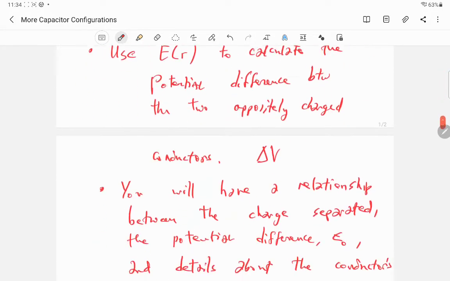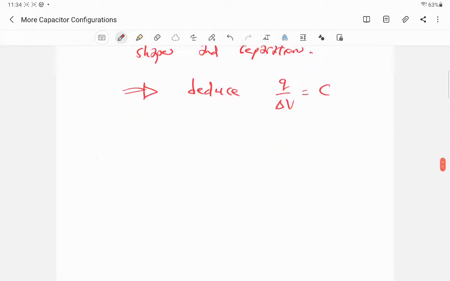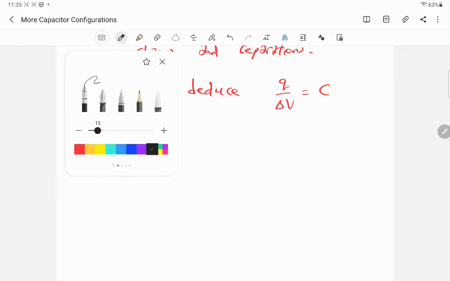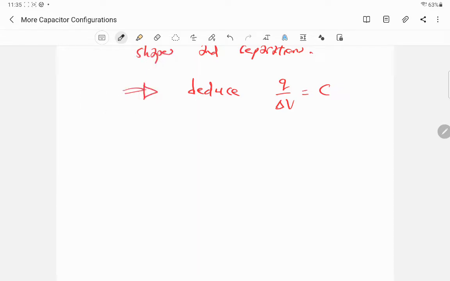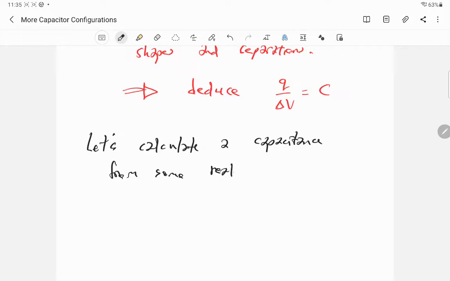Okay, so that being said, why don't we just mess around and calculate one of these things, just for fun. Let's calculate a capacitance from some realistic data. All right, realistic data, and you might wonder, what counts as realistic?